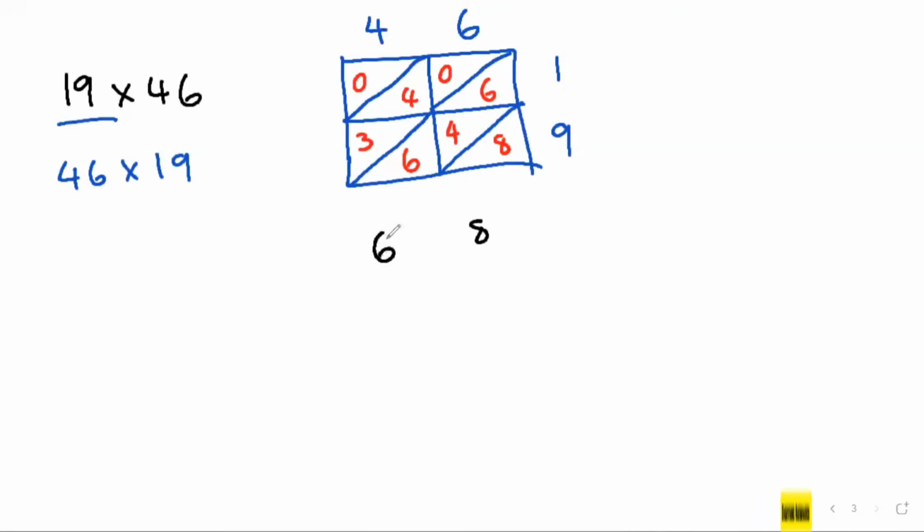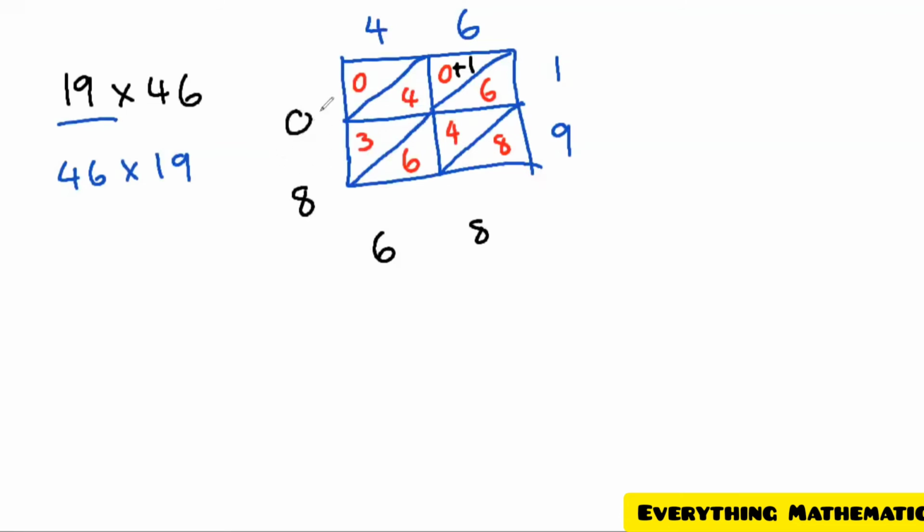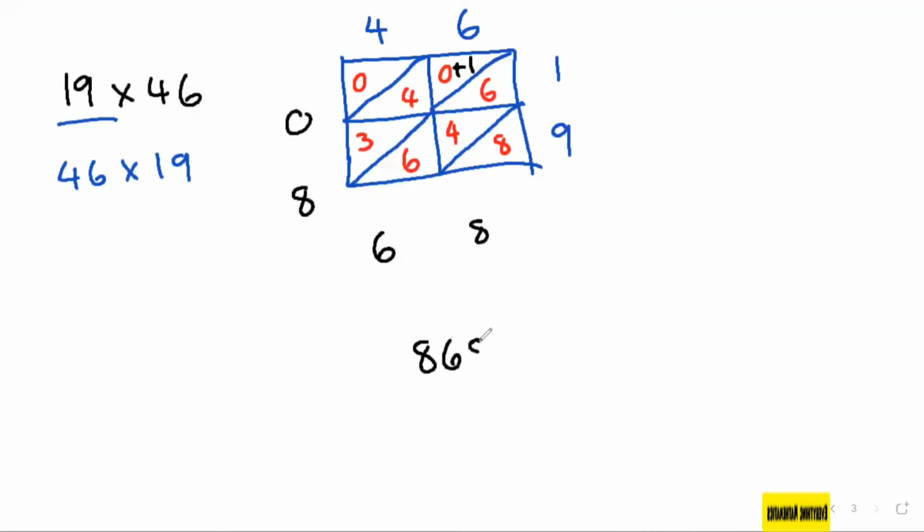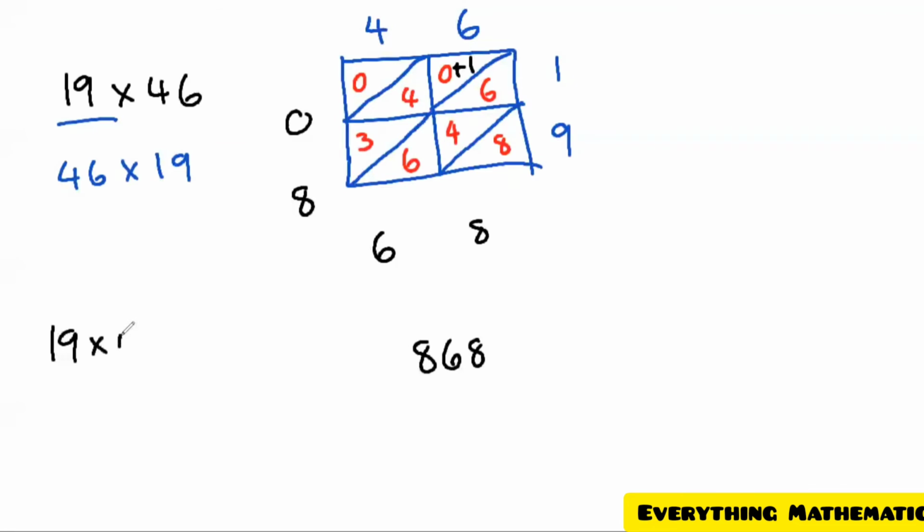So I put on my 6 and I add my 1 to the next diagonal, or to the next row, if you want to call it like that. And then we have 4 plus 1, that's 5, and 5 plus 3, that is your 8. So our 0 is 0, but that here is just a placeholder there. So then your final answer here would be 868.